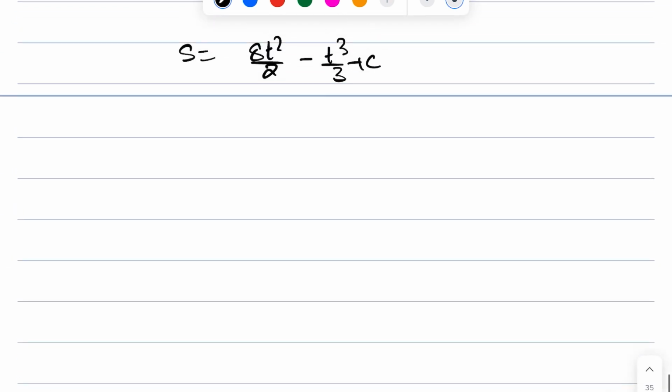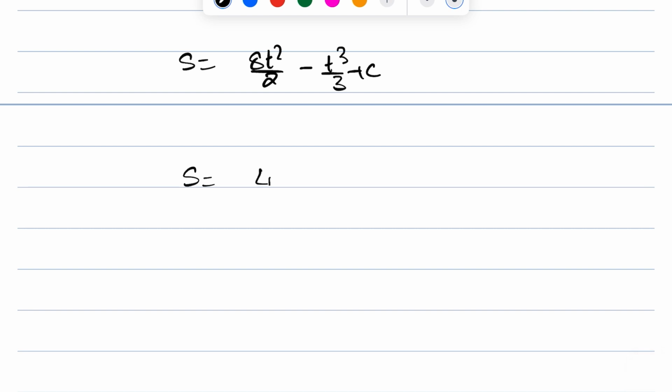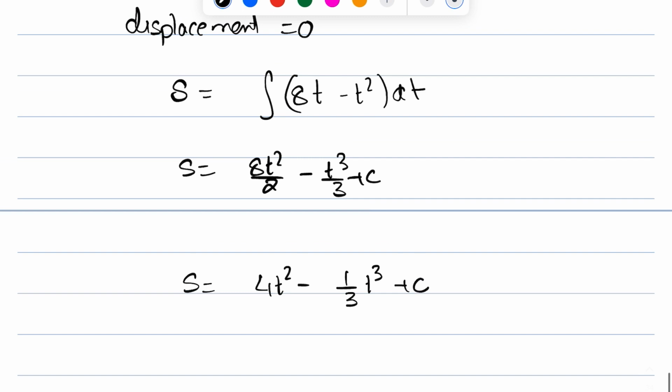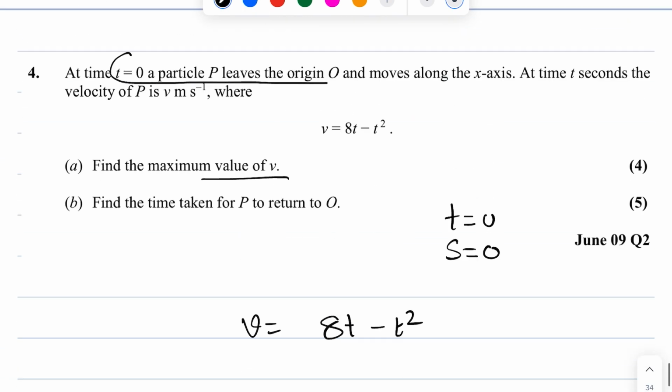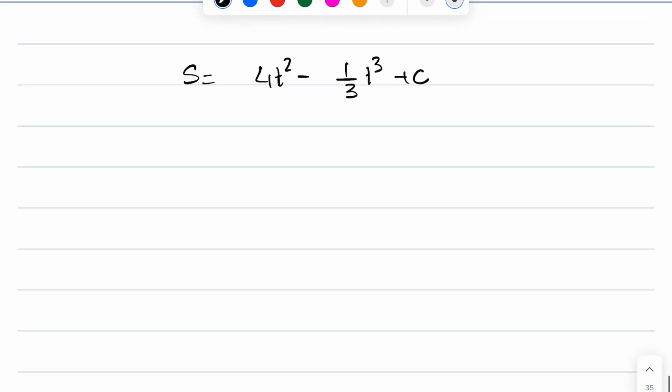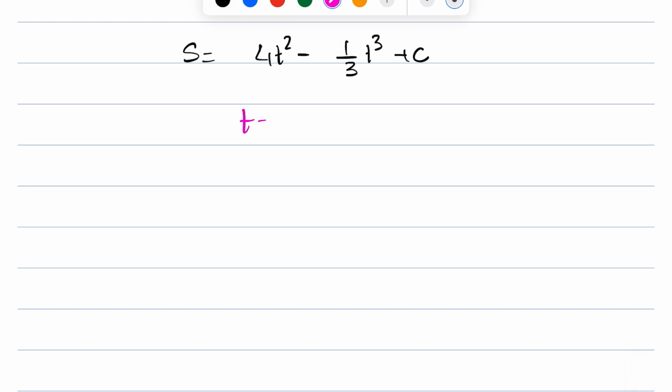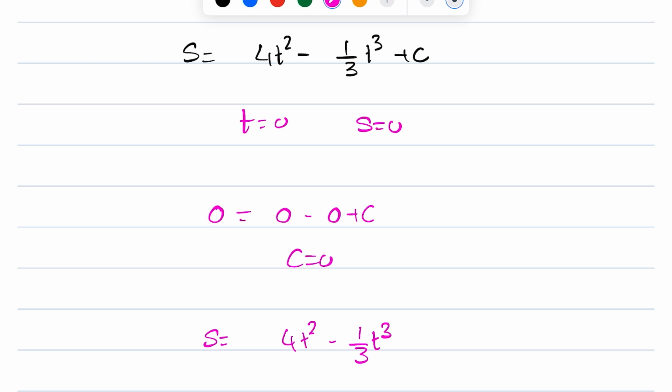So s equals 4t square minus 1 upon 3 t cube plus c. But we know that at t equals 0, it is starting from the origin, s equals 0. So 0 equals 0 minus 0 plus c, so c equals 0. So what is s? 4t square minus 1 upon 3 t cube.